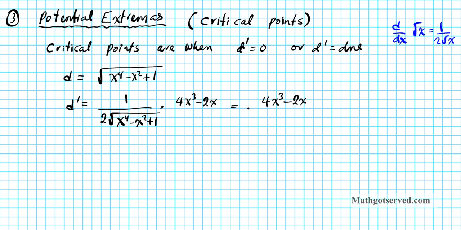So our derivative is 4x to the third minus 2x, divided by, actually we have a 2 on the outside, so 2 times the square root of x to the fourth minus x squared plus 1. Alright, so to find our critical points, let's start with when d prime is equal to 0. When d prime is equal to 0, we can just focus on the numerator. Set the numerator to 0, because when you cross multiply, the denominator drops off.